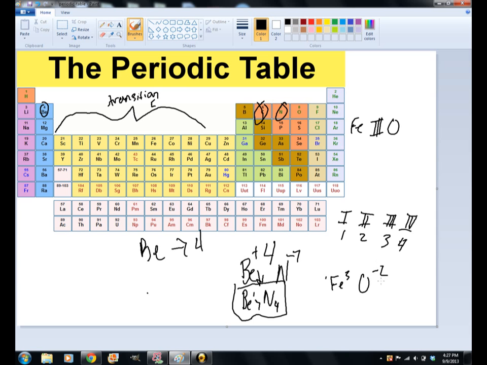But what do you do now? Like this, you have to find the least common multiple, which in this case is 6. So how many times does 3 go into 6? 2 times. How many times does 2 go into 6? 3 times. So oxygen 3. And that's what we were doing in class basically today.